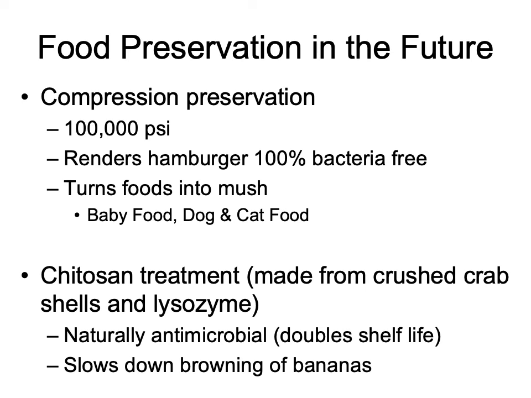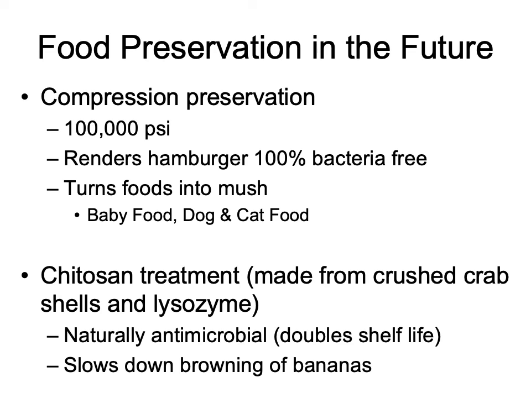However, they could use this compression technique for things like baby food because it's already a soft type of food, or dog and cat food, the canned cat food or the canned dog food. They could use compression preservation instead of the introduction of chemicals or radiation into these types of foods. They can prevent the growth of bacteria and make it mushy, and dogs and cats won't mind and babies won't mind.